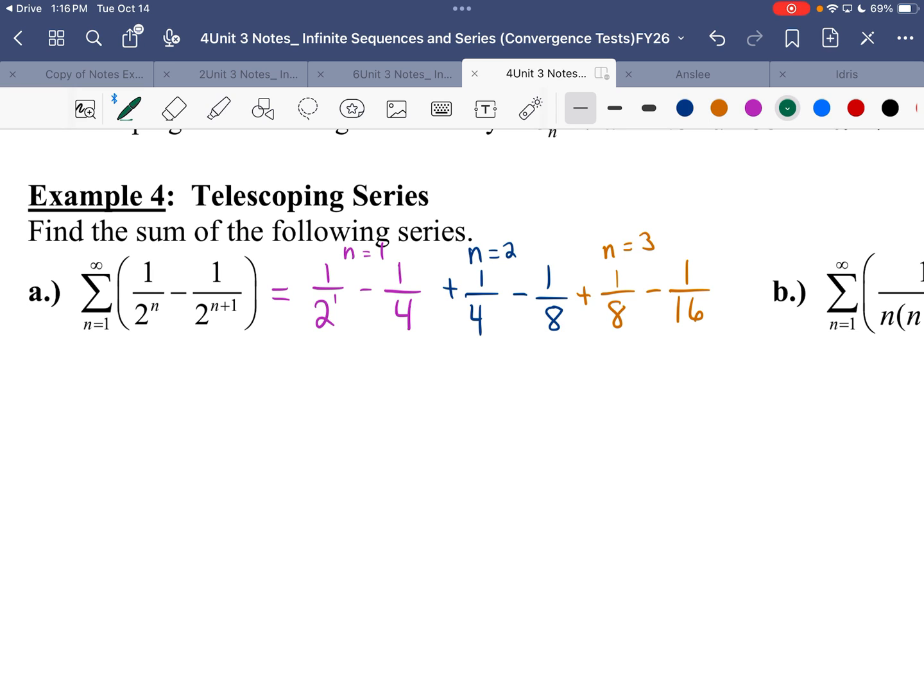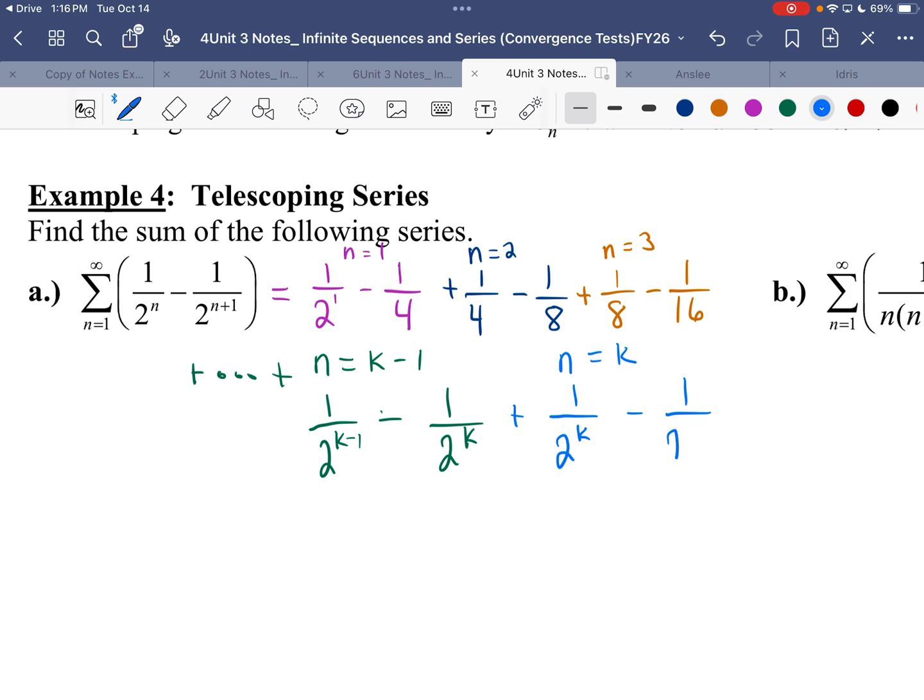Okay, and then let's go down a line. Let's plug in k minus 1 so you can kind of see what's happening. 1 over 2 to the k minus 1, minus 1 over 2 to the k minus 1 plus 1, which is 2 to the k. Plus n is equal to k. 1 over 2 to the k minus 1 over 2 to the k plus 1.